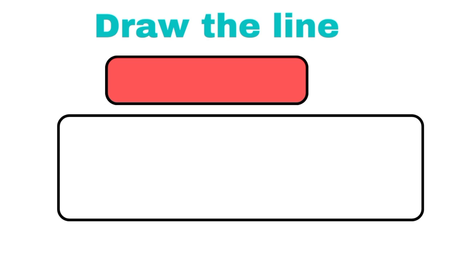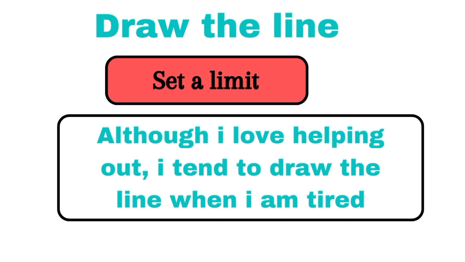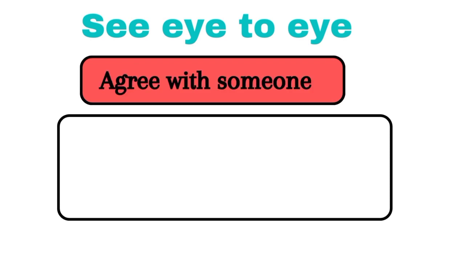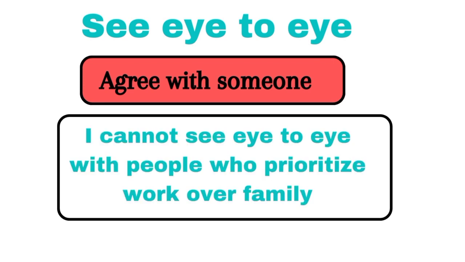To draw the line. This simply means to set a limit, a place where you are comfortable and where you don't want other people to invade your privacy. For example, although I love helping out, I tend to draw the line when I am tired. See eye to eye. This simply means for you to agree with someone, with something they said or something they did. For example, I cannot see eye to eye with people who prioritize work over family.